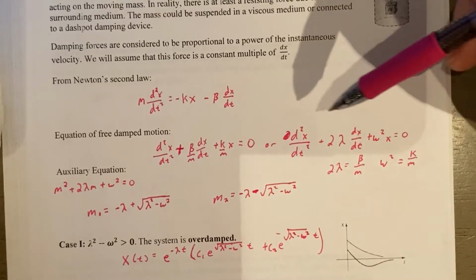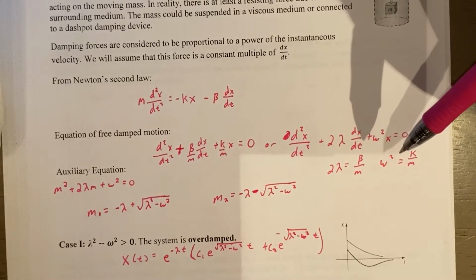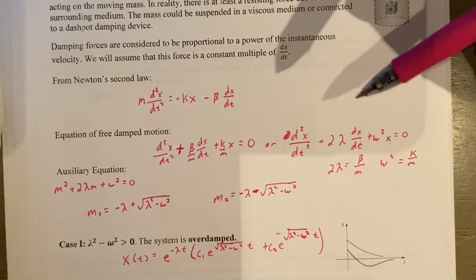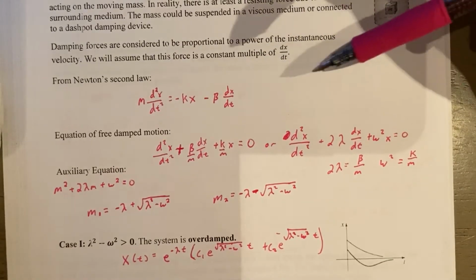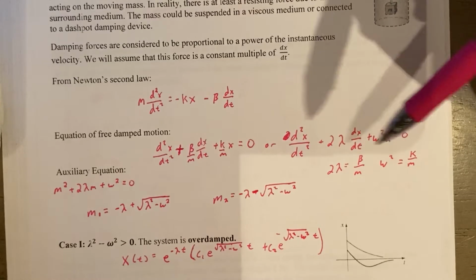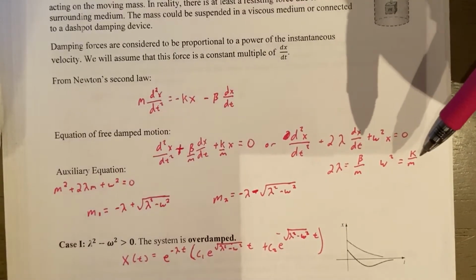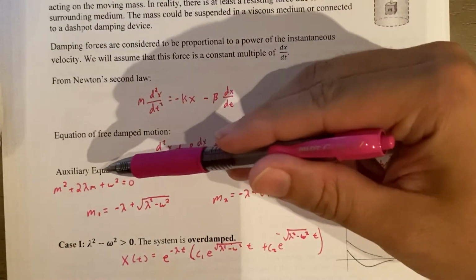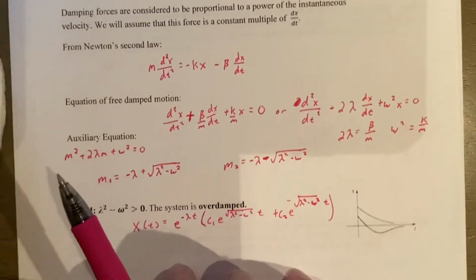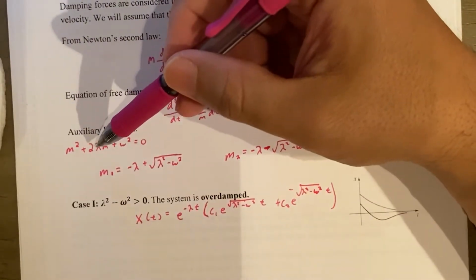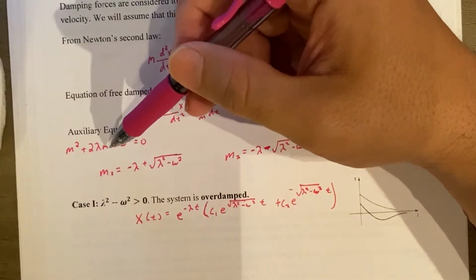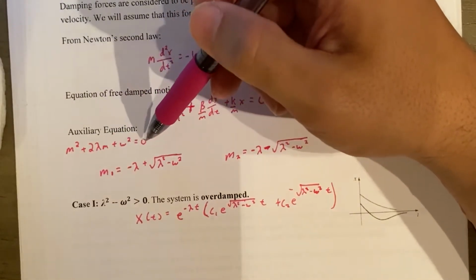And again, the reason why they're written this way is so that when we are solving our differential equations, it's a little bit easier using the 2 lambda and the omega squared. And so now the auxiliary equation is going to be m squared plus 2 lambda m plus omega squared equals 0.